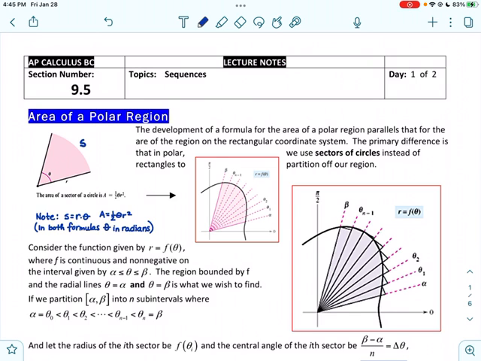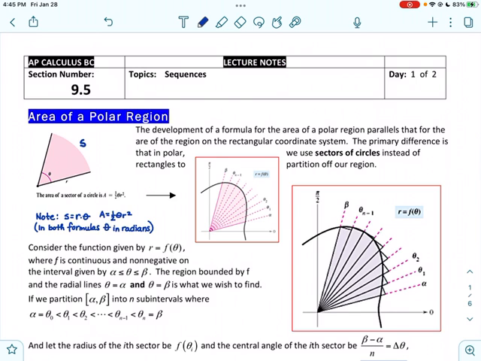We're here to talk about section 9.5 and finding the area of a polar region. This section also has the arc length. If we have time to do a couple problems with that, that'll be great. If not, it's not tested on the AP exam, so I'm going to have to let it go given time constraints. But we start off, the development of the formula for the area of a polar region parallels that of the region of the rectangular coordinate system.